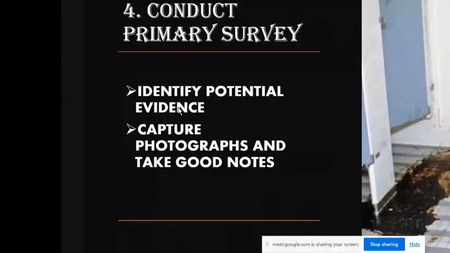In step 4, we see conduct primary survey. Identify the potential evidence, capture photographs, and take good notes. Identifying the potential evidence and capturing it completely is very much important because nowadays we use digital cameras to record the whole thing so that we can reconstruct the case in future. Or else in some well developed places a 3D scanner is also available, which can also be used. Photographs are taken, lots of photographs are taken of every evidence or of every suspected evidence. Sketches are made, even diagrams are also created.